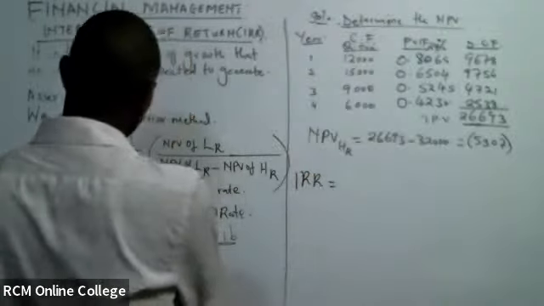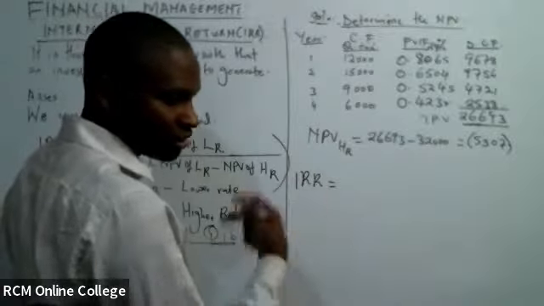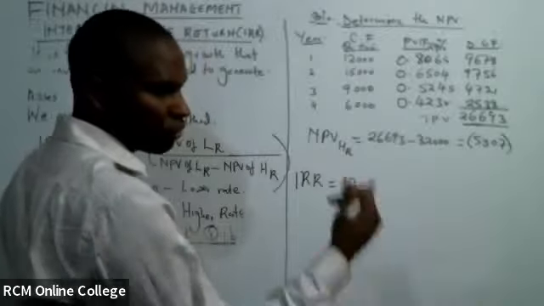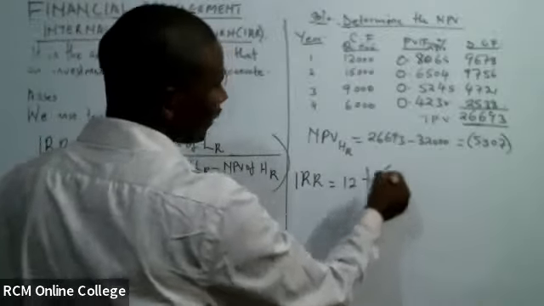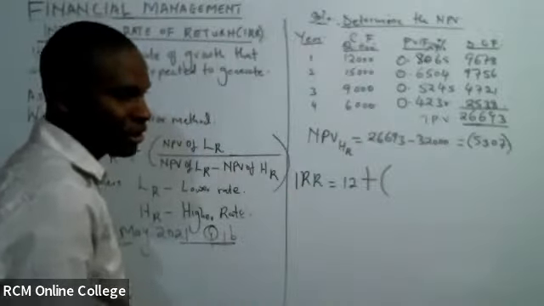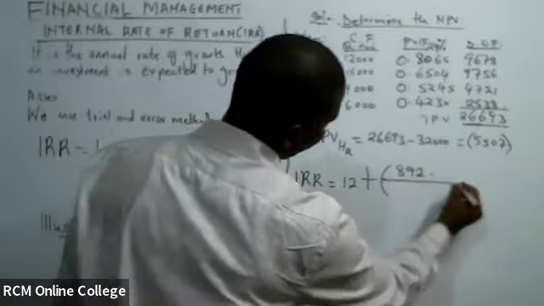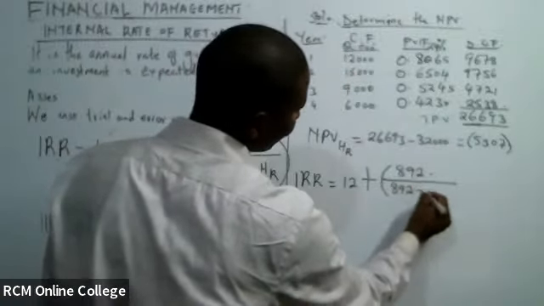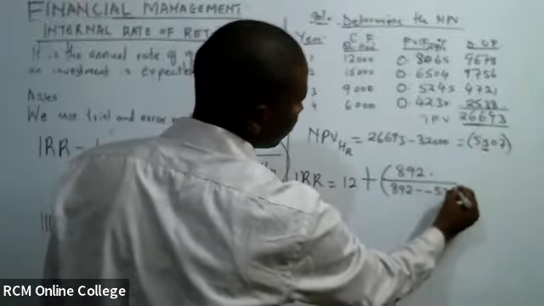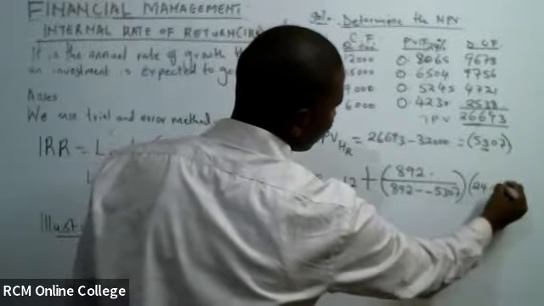What is our lower rate? Ndio hii, lower rate. Ni ngapi? Tulitumia gani? Whatever that examiner has given you. Ilikuwa 12, si ni lower rate, the cost of capital ndio hiyo. Plus NPV of lower rate tulipata ngapi? Hii ni kitu sasa rahisi sana. NPV of lower rate ilikuwa ngapi? 892, si ndio? 892. Divide by NPV of lower rate minus NPV of higher, which is 5307. At the end of the day, hiyo itakuwa plus. Higher rate ni ngapi? 24 minus lower rate of 12.